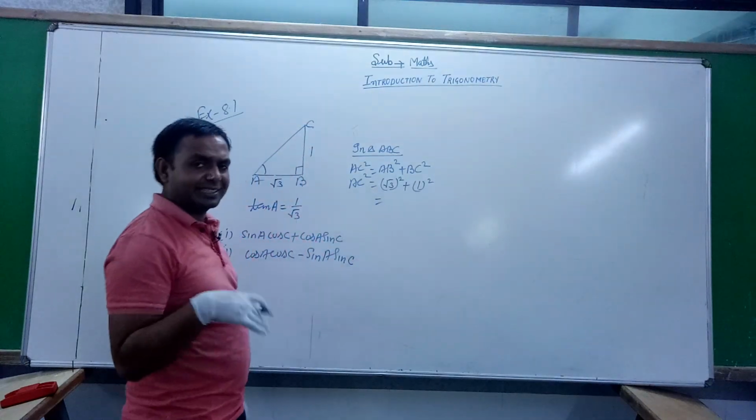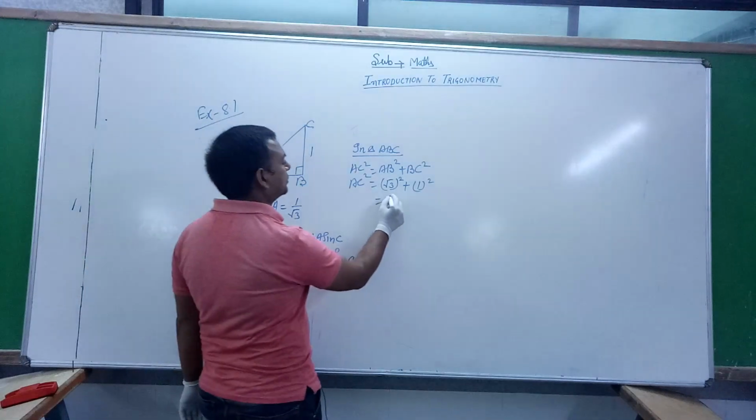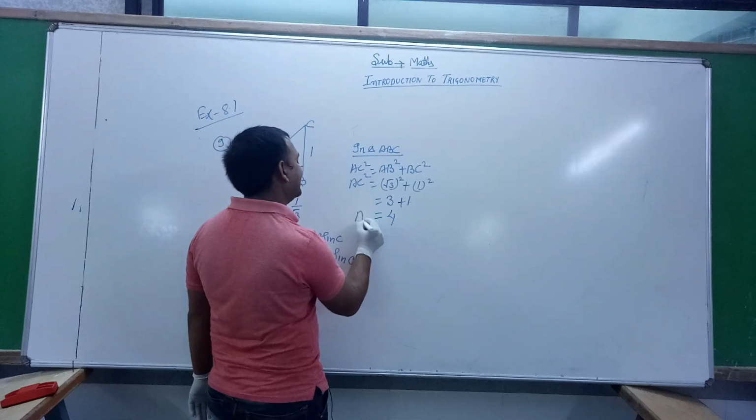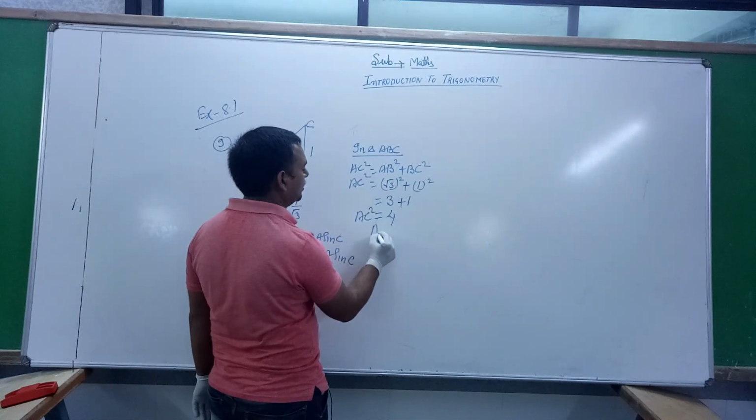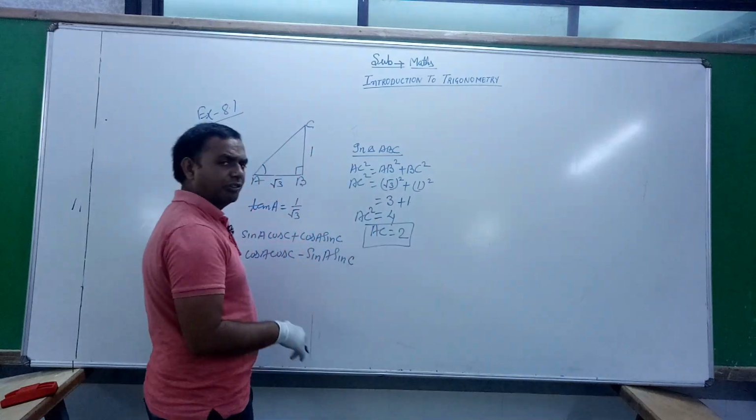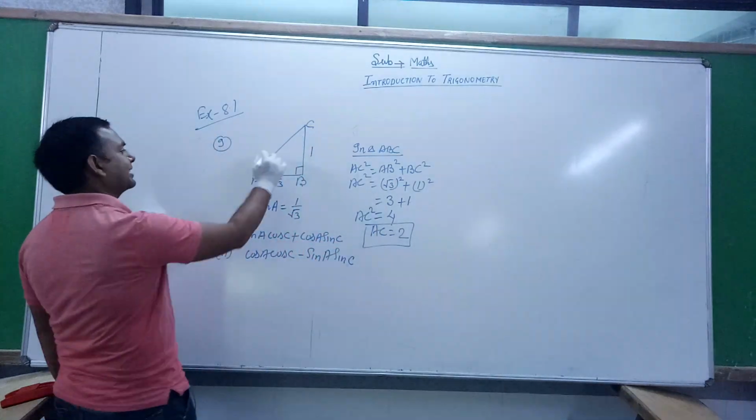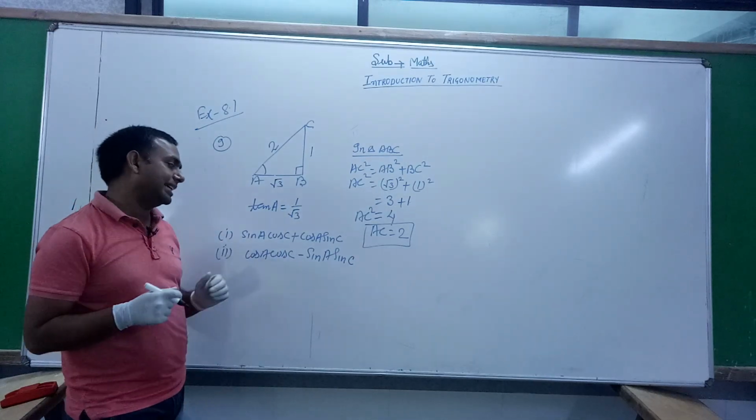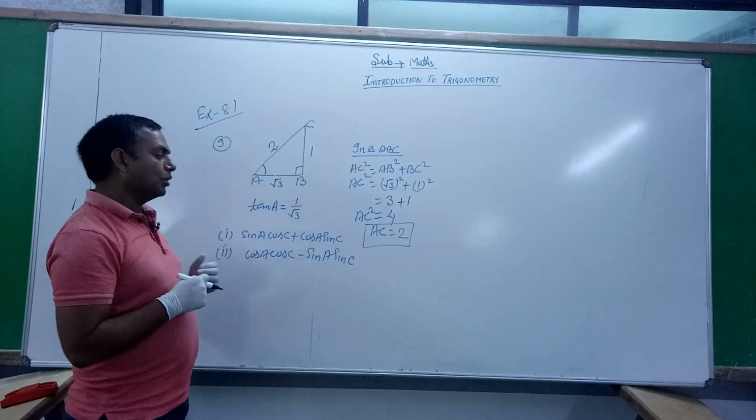Under root 3 square, that is equal to 3. So this is equal to 3 plus 1 square, 1 is a 1, so it is a 4. AC square is equal to 4, so the value of AC is equal to 2. Okay, so here you find that the value of AC is equal to 2. After that you find the value of sin A, cos A and sin C, cos C.